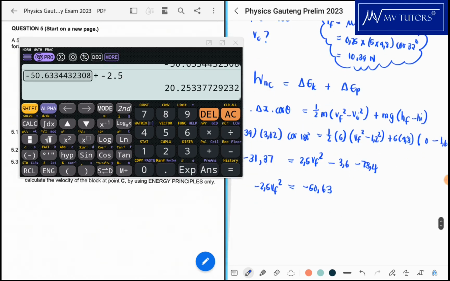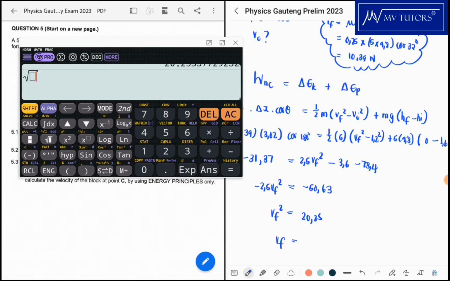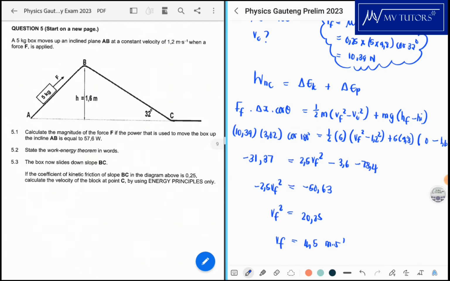And that is final velocity squared is 20.25, and now the final velocity, if we square root that answer, whew, yo, we have been laboring. Okay, so we get 4.5 meters per second. So that is the final velocity.